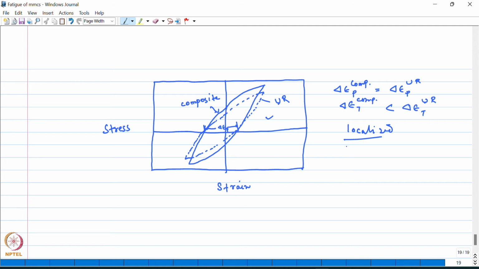In addition, the stress strain loop that is developed is considerably larger in the composite material compared to that in the unreinforced matrix. This implies that in order to develop a given cyclic plastic strain, the composite material would require more plastic energy or plastic work compared to the unreinforced material.